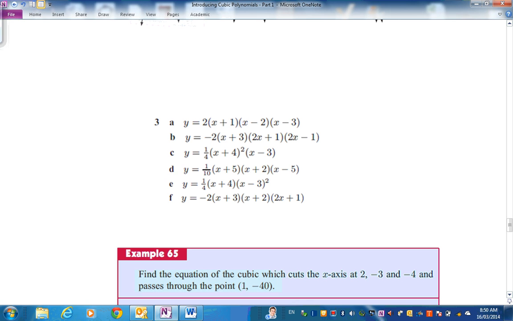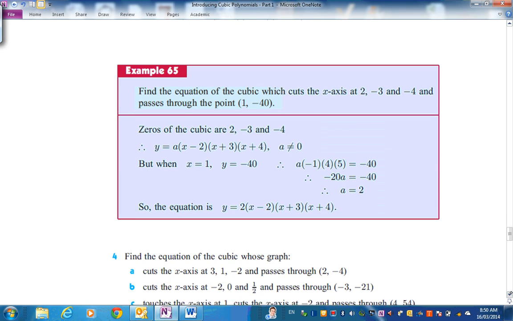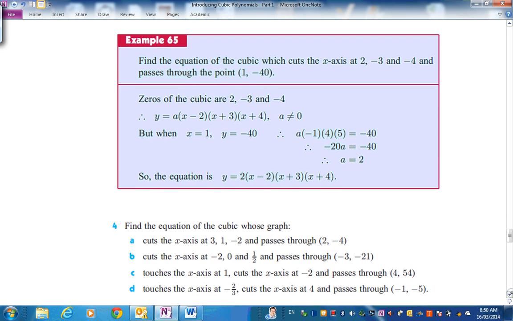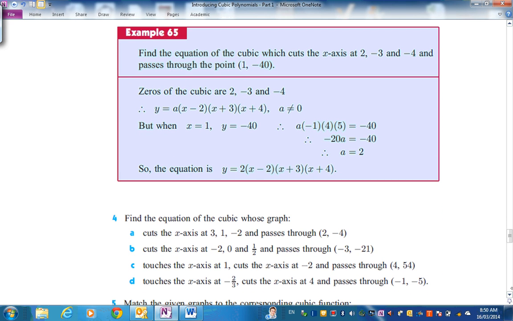Hope you're getting some right. You might have to go back and study it, perhaps read the book again as well. Okay, let's have a look at example 65, and we're nearly at the end.